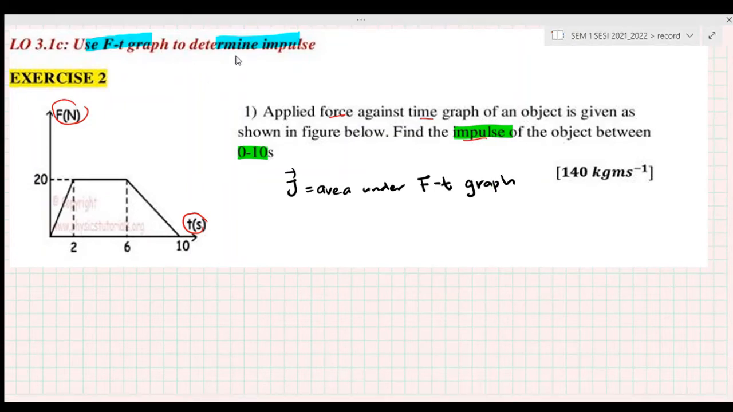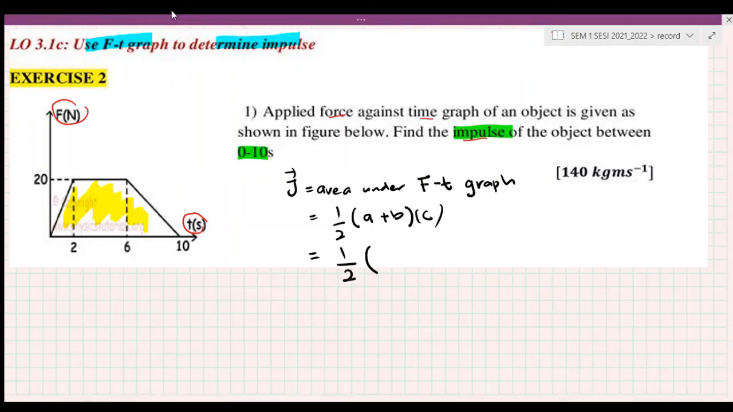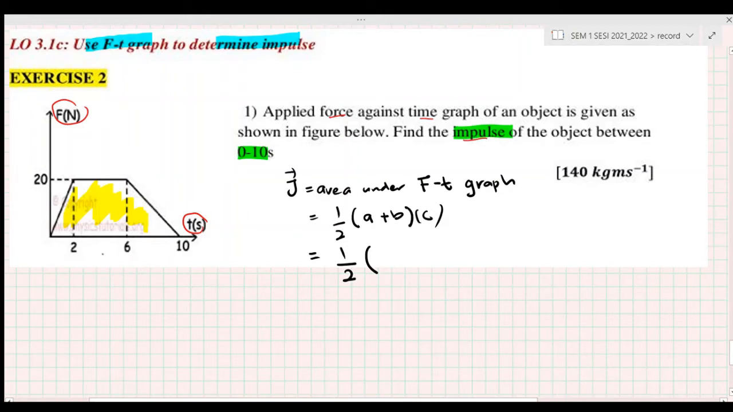Alright, so kalau kita lihat kepada shaded area here, bentuknya adalah bentuk trapezium. Alright, so bentuk trapezium, equation kita adalah sama dengan 1/2 A plus B times dengan C. Alright, okay, so from this graph, 1/2 A plus B, so A plus B di sini adalah 6 tolak 2, okay, which is kita ada 4 plus dengan 10 times dengan 20. So the answer is equal to 140 kilogram meter per second.